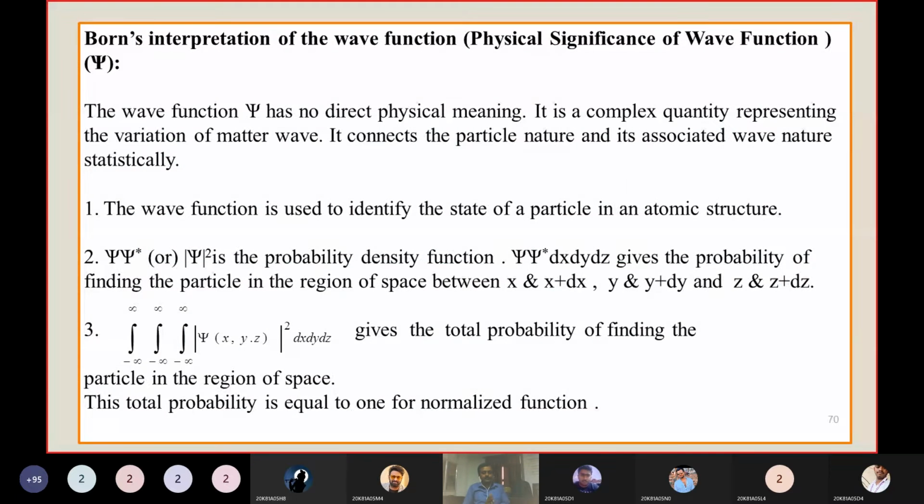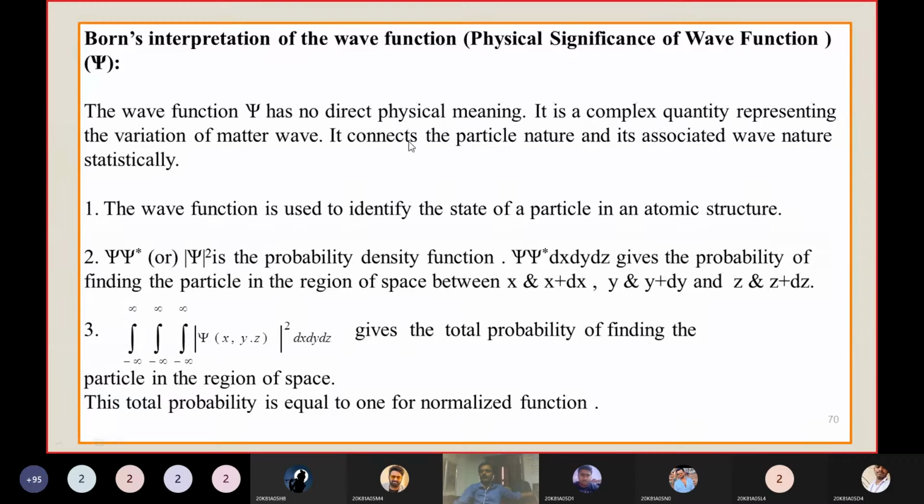Now coming to Born's interpretation of the wave function. Actually, de Broglie proposed the matter wave. That means if a particle is moving with a velocity, it is associated with a matter wave.